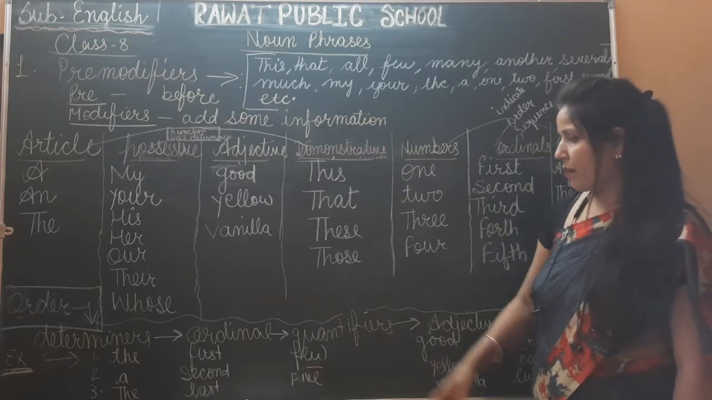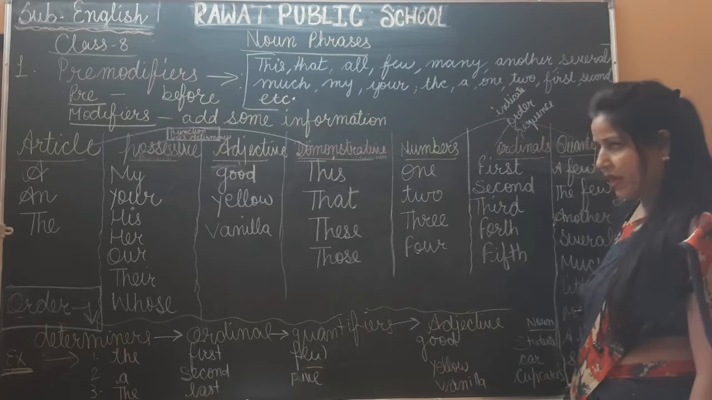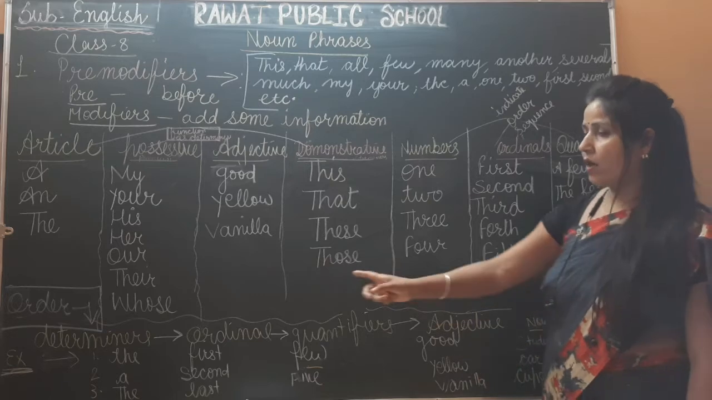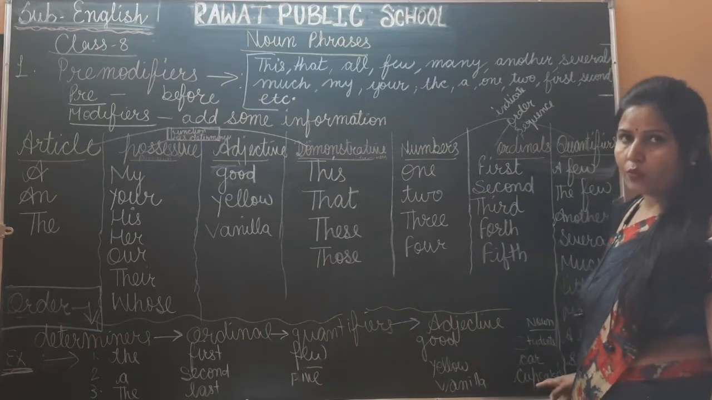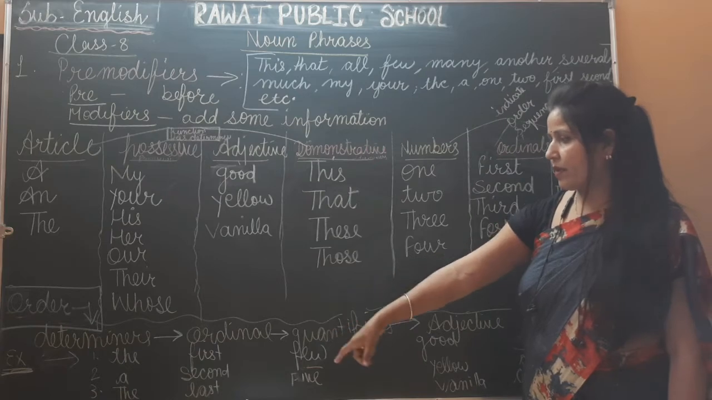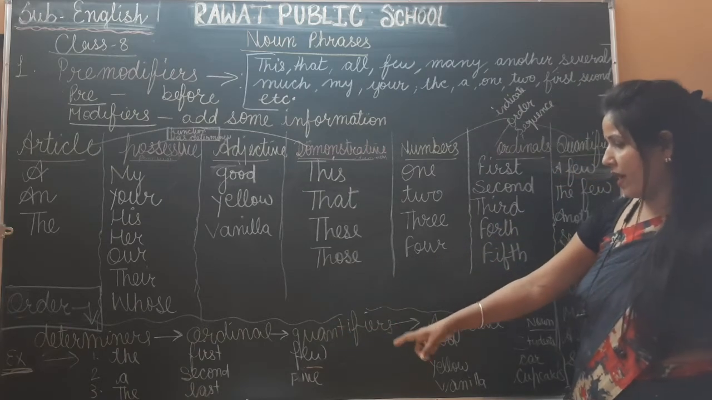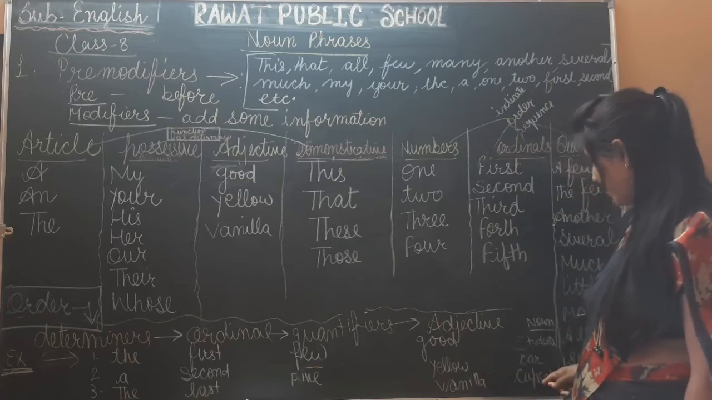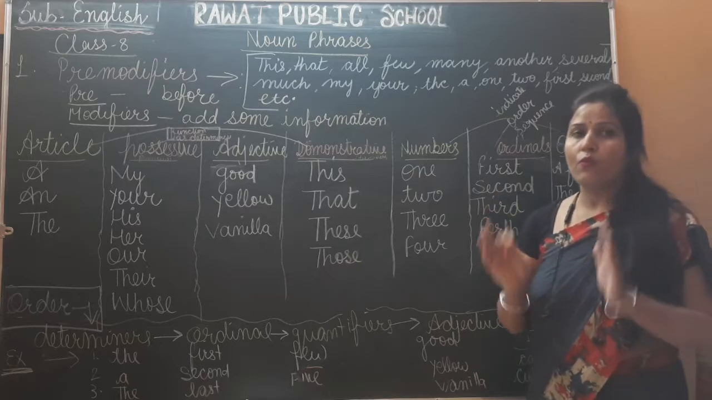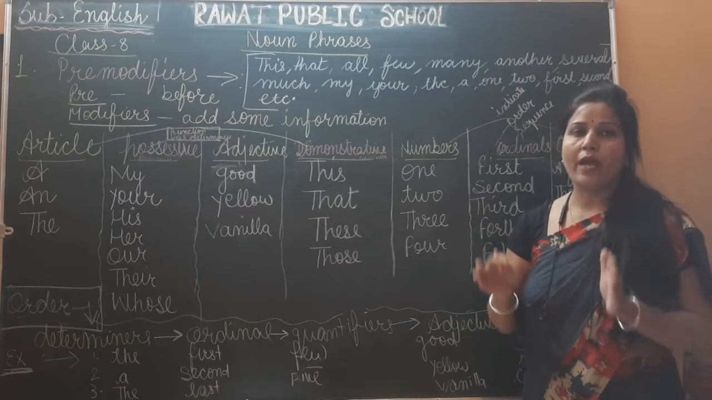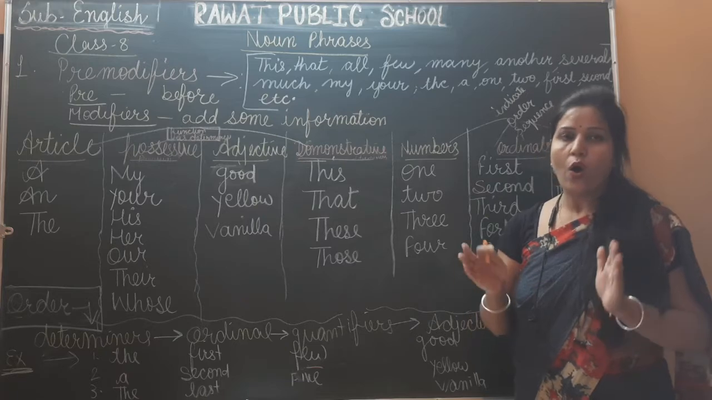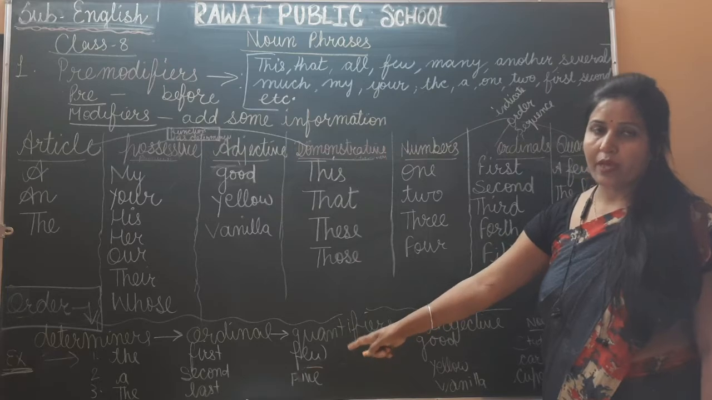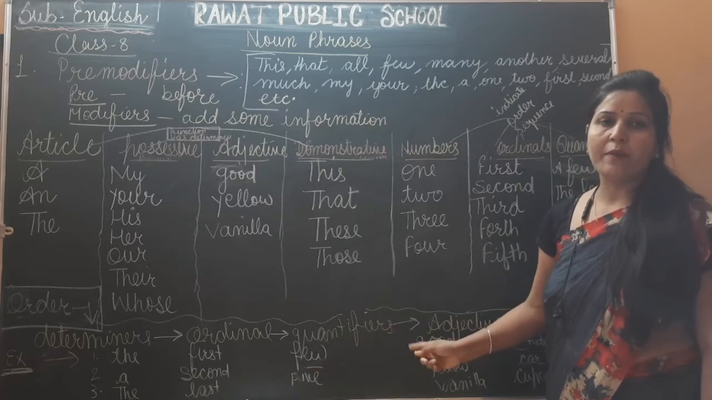In the next example, the last 5 vanilla cupcakes. In this sentence cupcakes is the noun, and all these words are modifying the noun. The is a determiner, last is an ordinal, 5 is a quantifier, vanilla is an adjective, and cupcakes is the noun. It means the words which modify the noun, the main word and head word, are all pre-modifiers. So we will follow this order to make and to identify pre-modifiers.